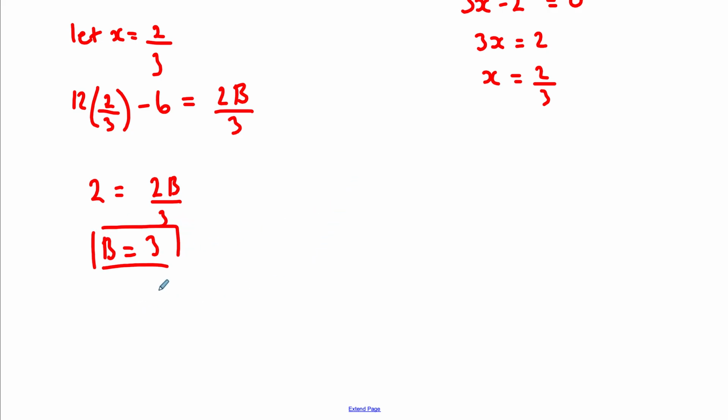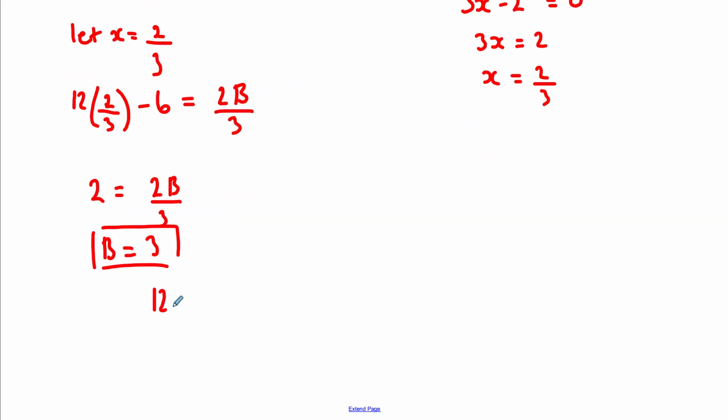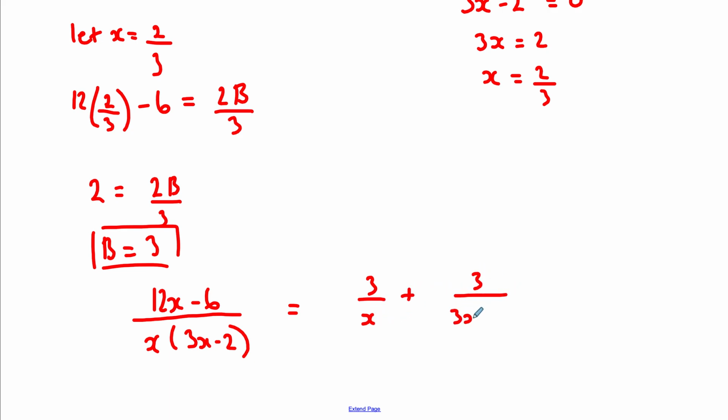So the answer is that 12x minus 6 over x bracket 3x minus 2 is equal to 3 over x plus 3 over 3x minus 2.